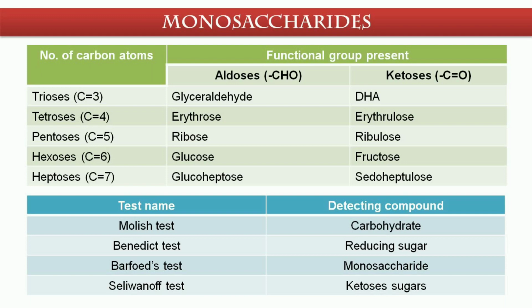Now what are some of the tests by which we can detect the presence of monosaccharides or carbohydrates in a sample? By Molisch test, we can detect carbohydrates. By Benedict test, we can detect the reducing sugars present in the sample. By Barfoed's test, we can detect the monosaccharides. And by Seliwanoff's test, we can detect the ketoses present.